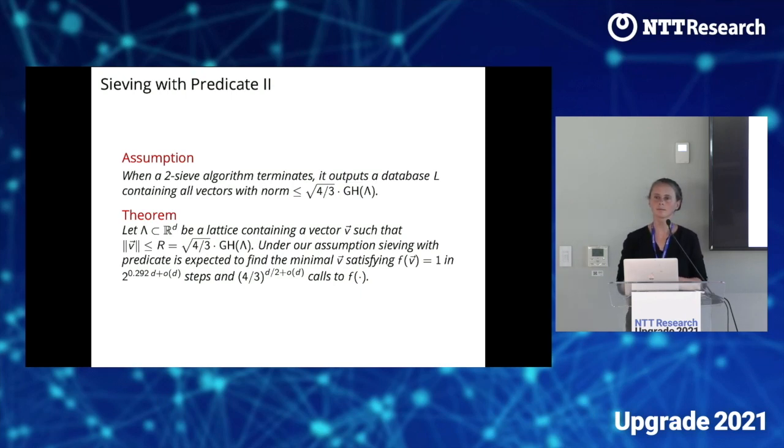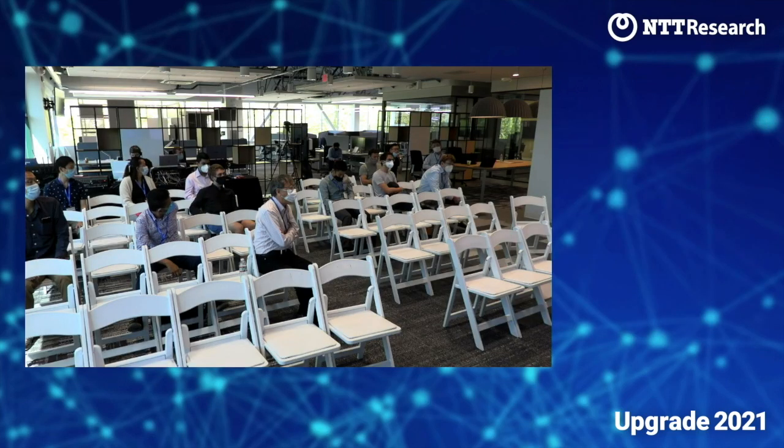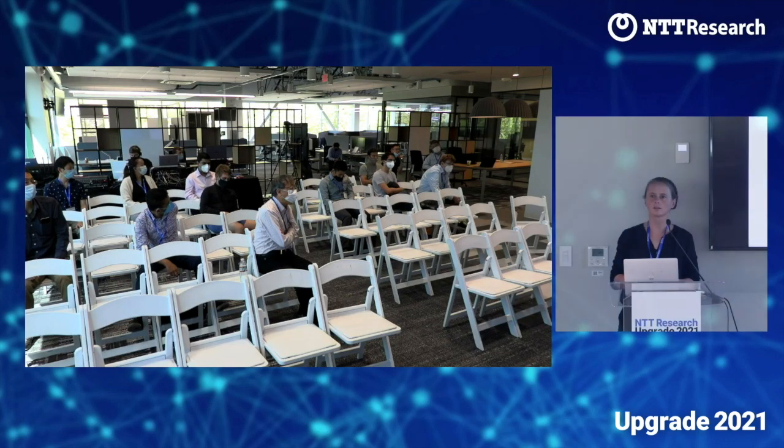What are the differences with respect to the version without the predicate? Is it the 0.292 or is it the square root of 4/3? Sorry, what is the improvement over the version without a predicate? There isn't. We're not claiming there's any improvement.